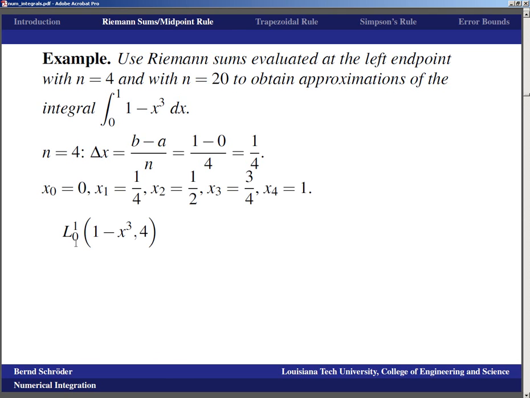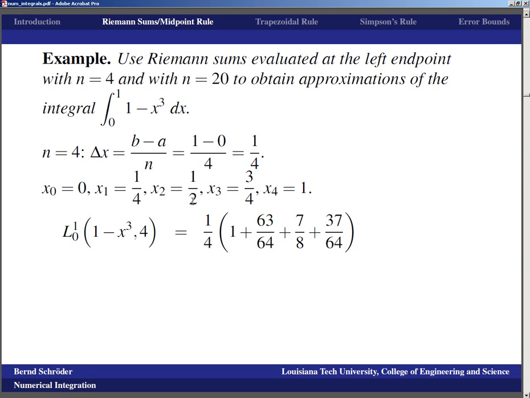That means that the left endpoint approximation from 0 to 1 of the integral of 1 minus x cubed with 4 intervals will be 1/4 times the value at 0, which is, well, 1 minus 0, so that's 1. Then you get 1 minus 1/4 cubed. 4 cubed is 4 times 4 is 16, times 4 is 64, so you subtract 1/64, you get 63/64.